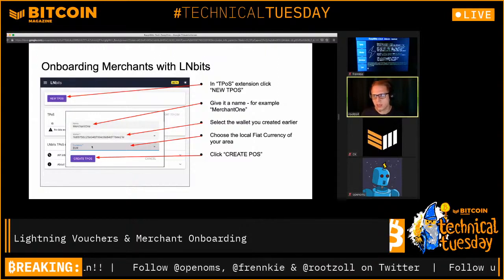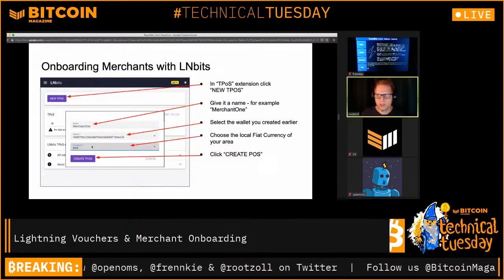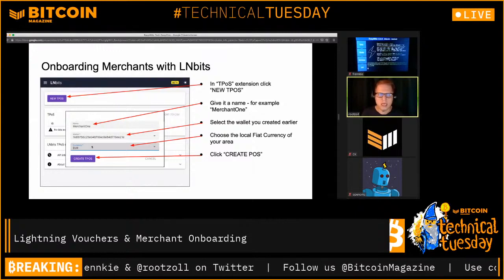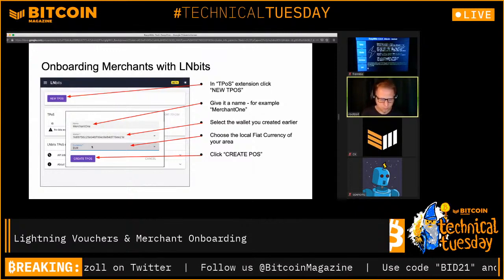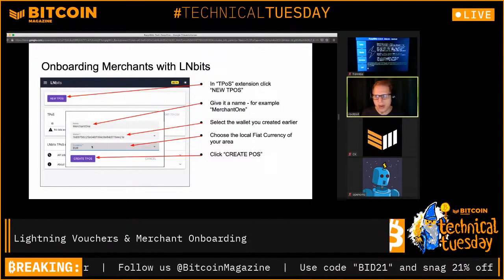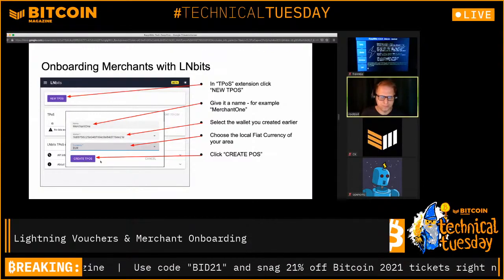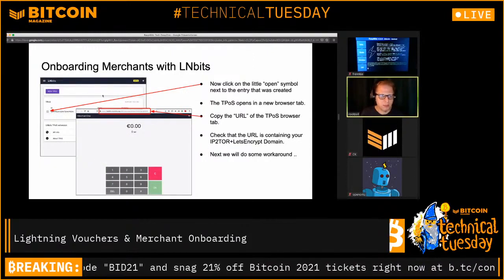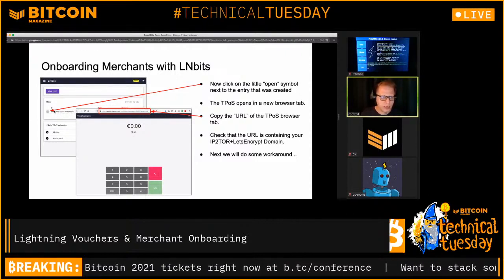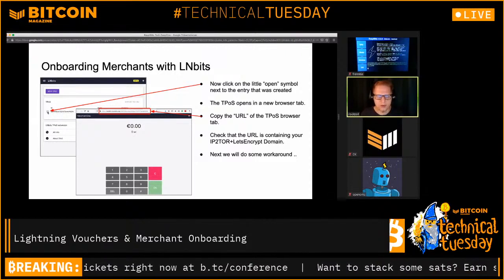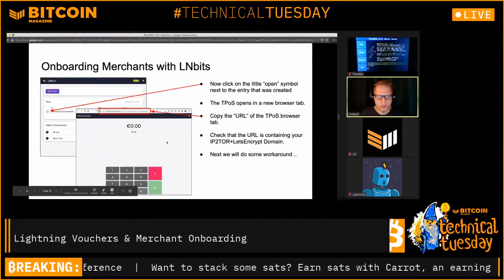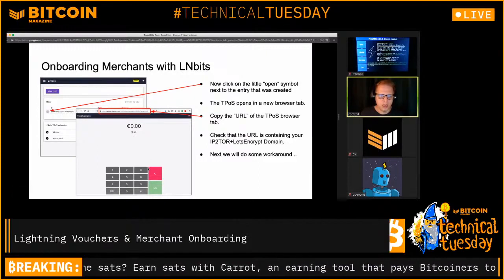Then you choose your currency. There's at the moment a list of a lot of currencies with conversion rates. Just pick one that fits for you, and in my area it's euro. Okay, so create this TPOS now. Then again, in the TPOS plugin, I can see a new entry. This is the TPOS I created, and there's this little button. If I click this one, a new tab opens, and this temporary wallet opens. So you can already try it out to see if this is working.